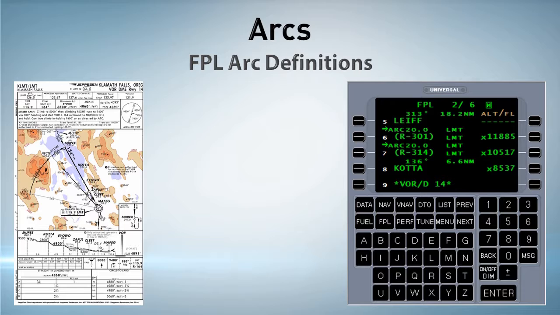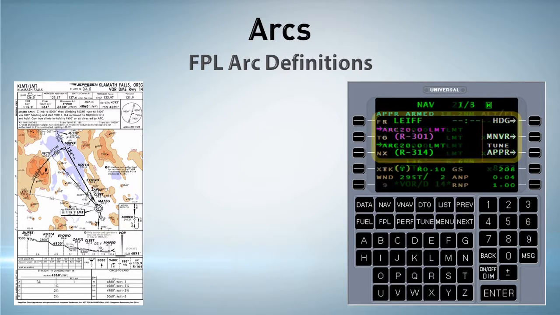An arc leg is a procedural leg that cannot be created in the flight plan and must come from the database. The leg definition of the arc leg on the LEAF transition to the Klamath Falls VOR DME runway 14 approach is as follows. The arrow indicates the direction of arc, in this case a right turn. The distance of 20 is the arc distance from the LMT VOR.